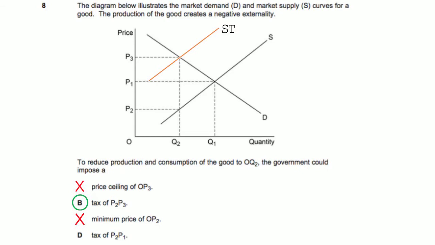Option D is to place a tax on the good of P2 to P1. If we assume that this tax is placed on the suppliers, this will cause the supply curve to shift inwards. This tax would result in a new equilibrium whereby the price is higher than P1 but less than P3, and the quantity consumed is less than Q1 but more than Q2. Therefore, the tax does reduce consumption, but not by the amount that the government wants to reduce consumption by.